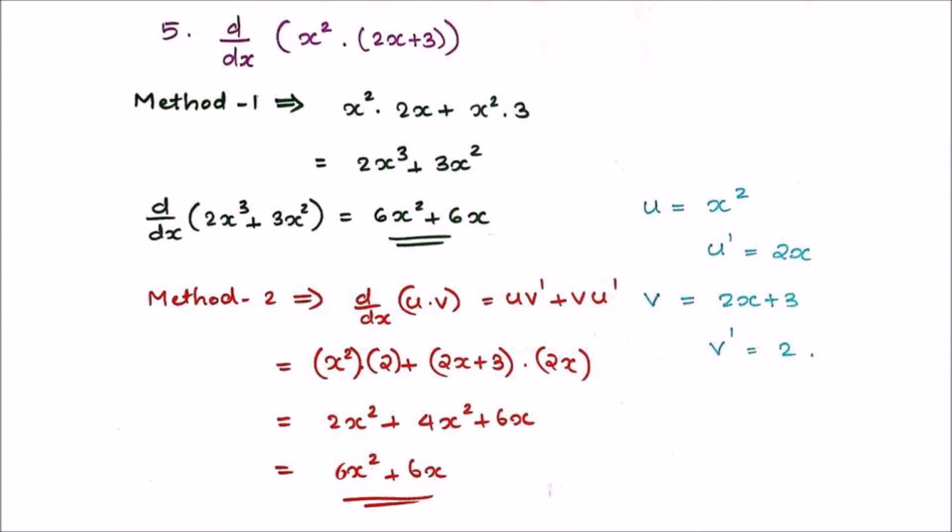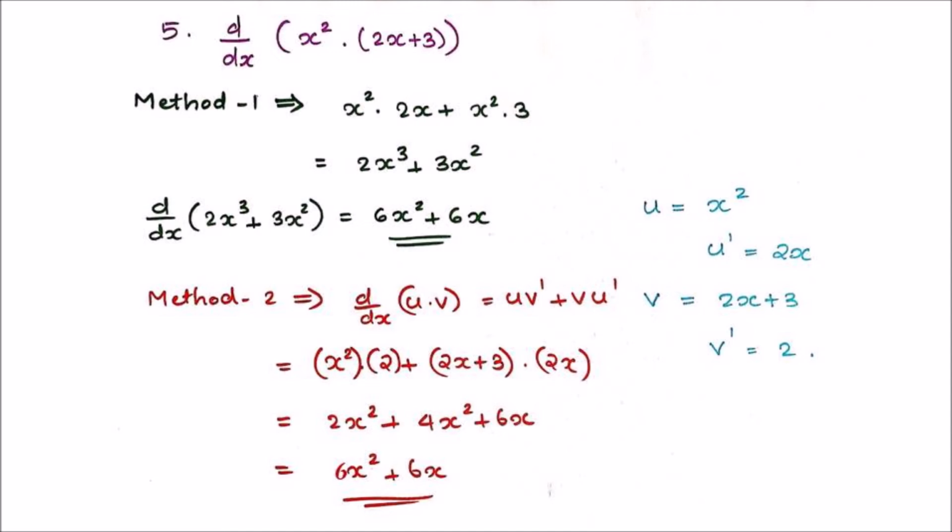We can do this by another method, product rule. That is d by dx of u into v. We know the answer. The derivative is u v dash plus v u dash. To do this, we need to obtain u, v, u dash and v dash. Here u represents the first function x square. U dash represents derivative of first function, that is 2x. V is 2x plus 3 and v dash is derivative of 2x plus 3, that is 2.